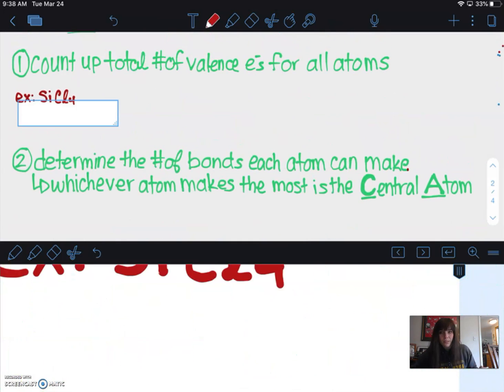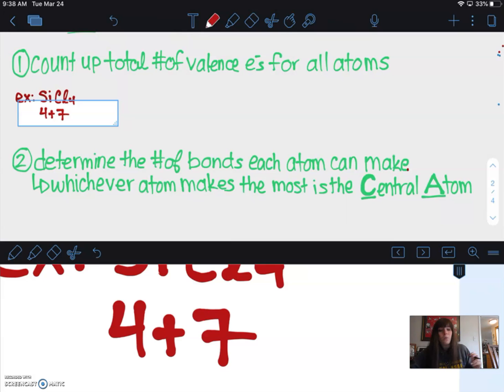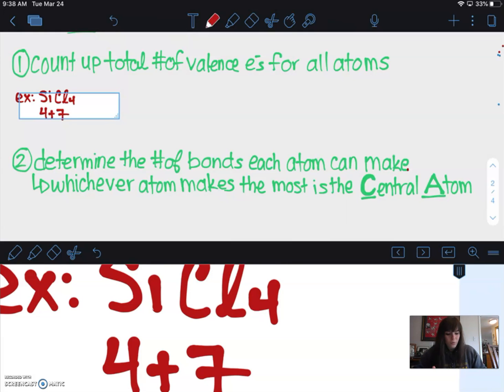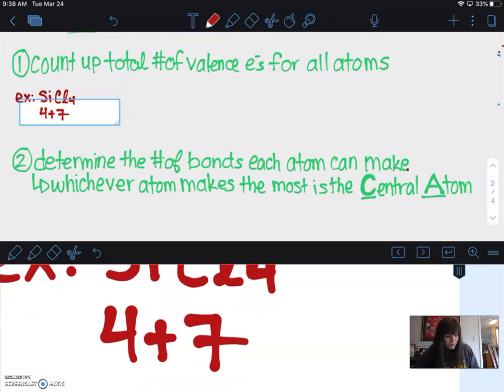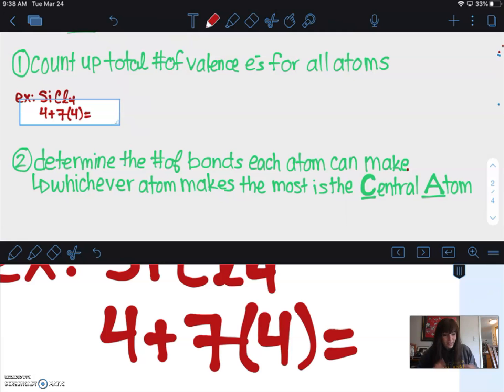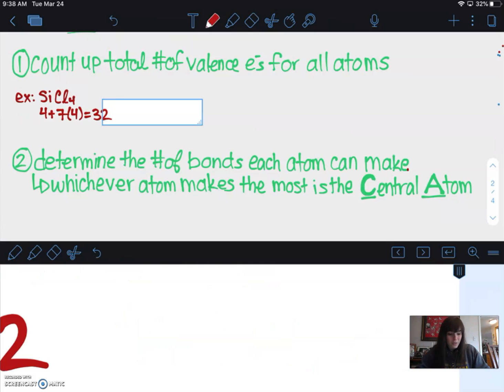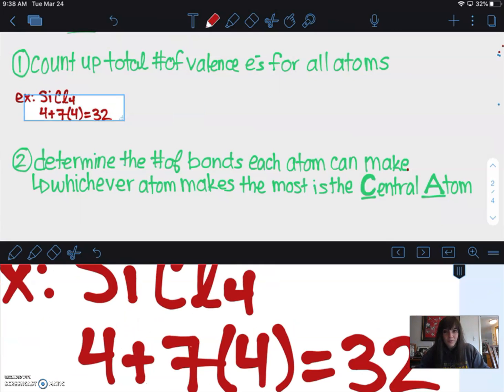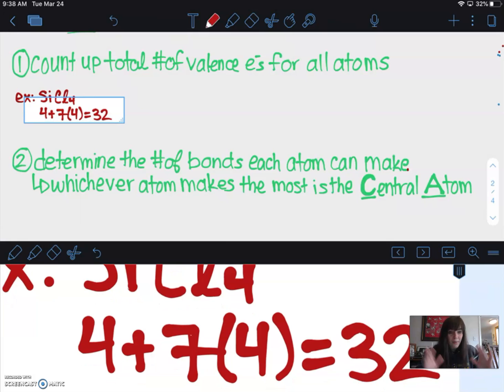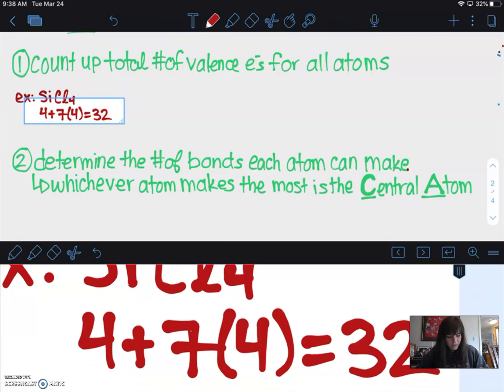So, we just determined silicon gives us 4 valence electrons, and chlorine will give us 7. Now, chlorine, if we look at it, there are 4 chlorines there. So we don't just have 7 valence electrons from it, we have 7 times 4. That should give us, if I did the calculations correctly, 32 valence electrons to work with. I'm going to zoom back in on there, 32. We've counted all the total available electrons.